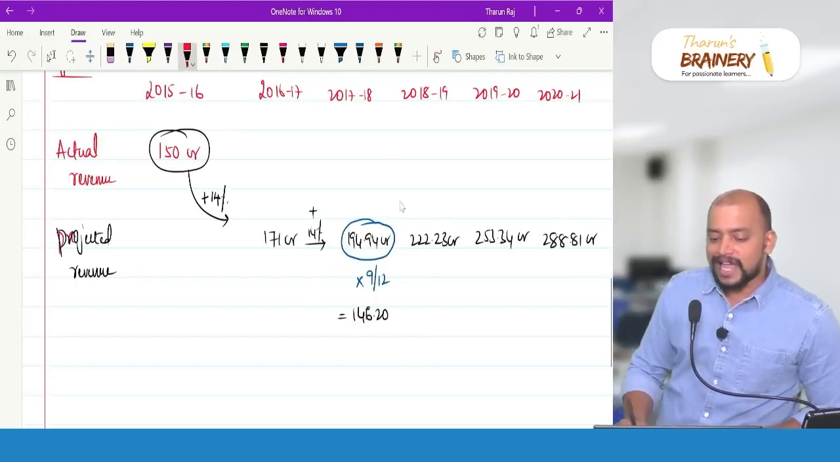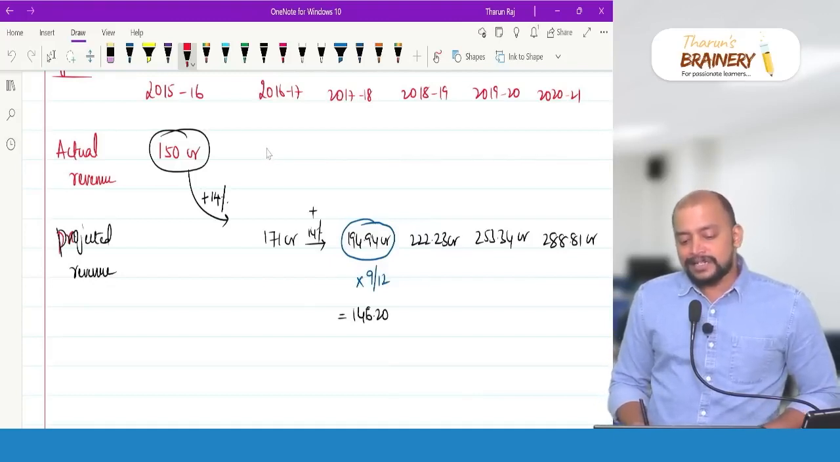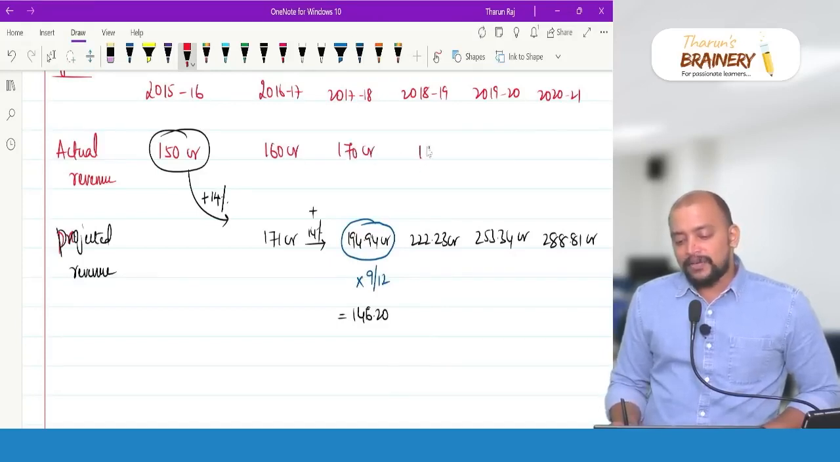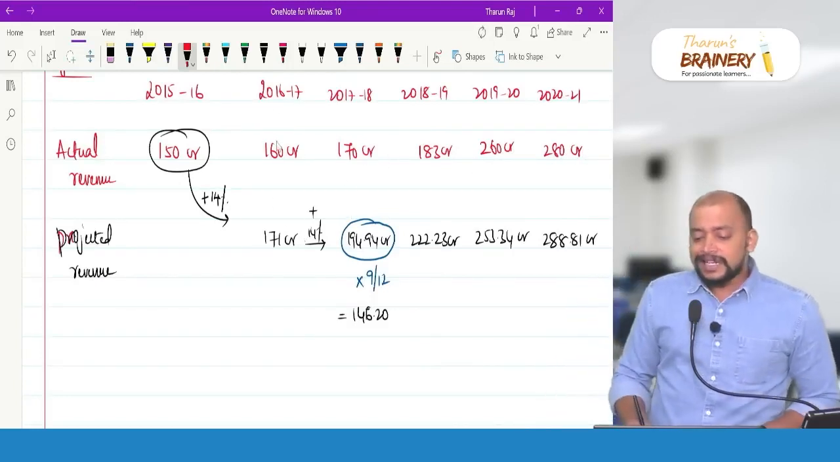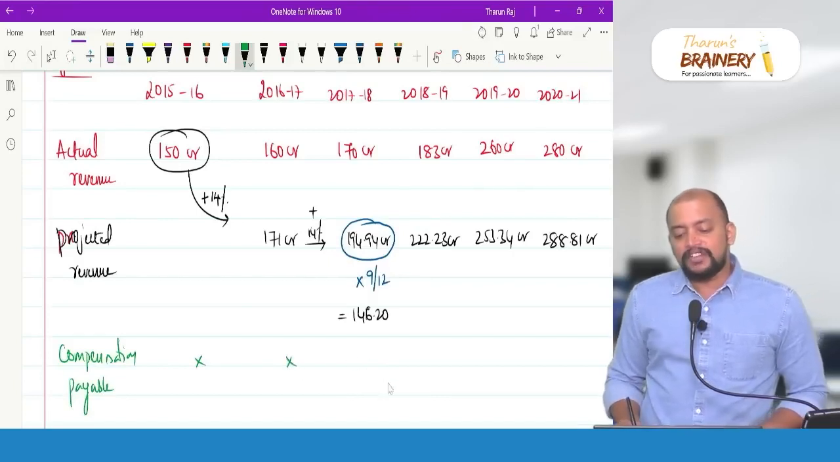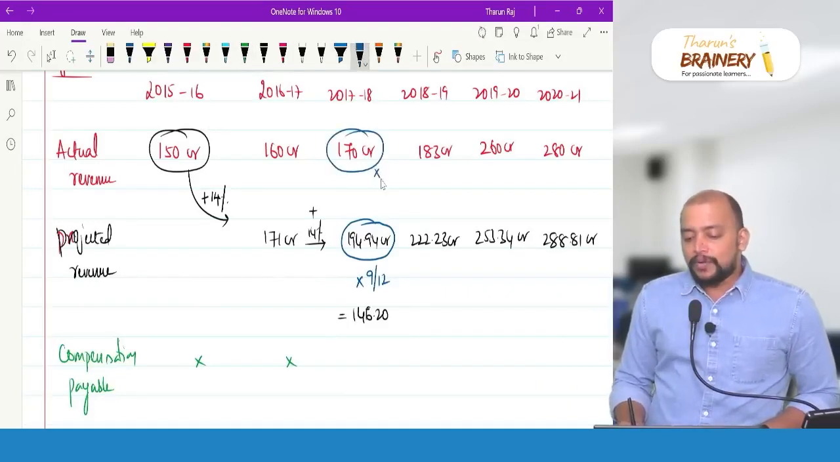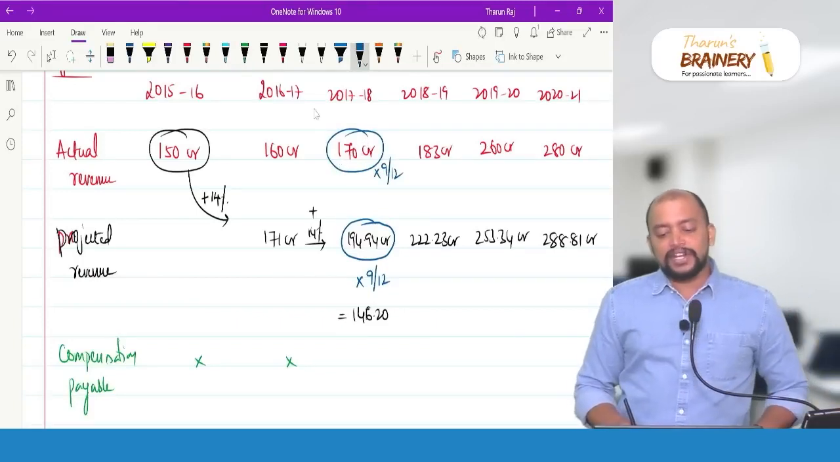Now we need to see the actual revenue. Say the actual revenue for 2016-17 is 160 crores, for 17-18 it is 170, then 183, then 260 crores and 280 crores, like that they got. Now, for 16-17, what is the compensation payable? Compensation is payable only from the date of implementation of GST, that is only from 17-18. For 17-18, we again convert into 9 by 12, because this is for the full year and we need it for 9 months.